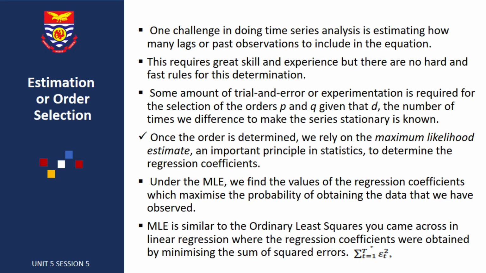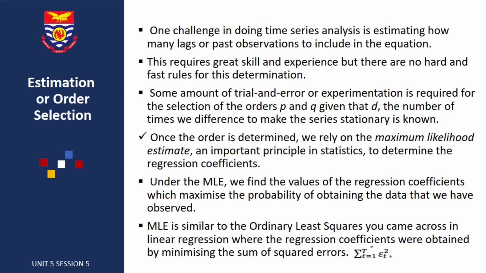So one will ask, what is the maximum likelihood estimate? In statistics, the maximum likelihood estimate is a method of estimating the parameters of an assumed probability distribution given some observed data. This is achieved by maximizing a likelihood function. So under the assumed statistical model, the observed data is the most probable data set. The point in the parameter space that maximizes the likelihood function is what we call the maximum likelihood estimate. Under the maximum likelihood estimate, we find the value of the regression coefficient which maximizes the probability of obtaining the data that we have observed.